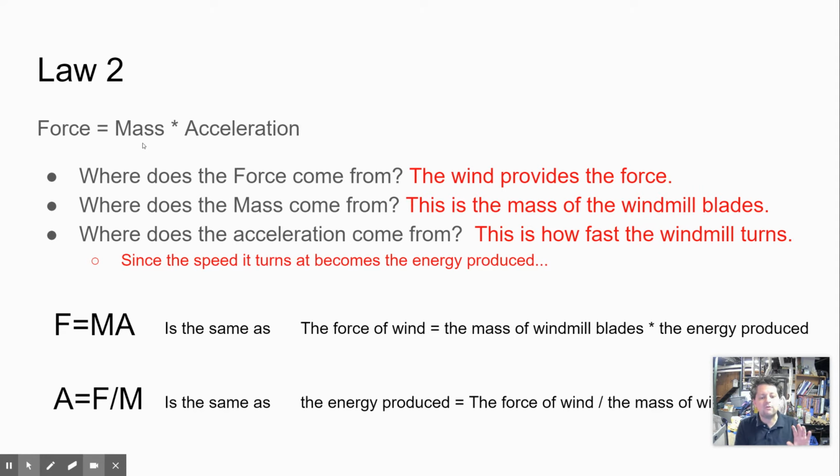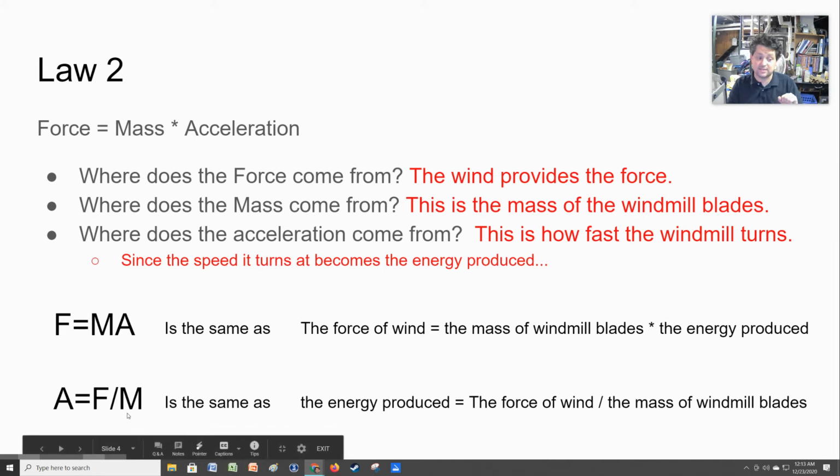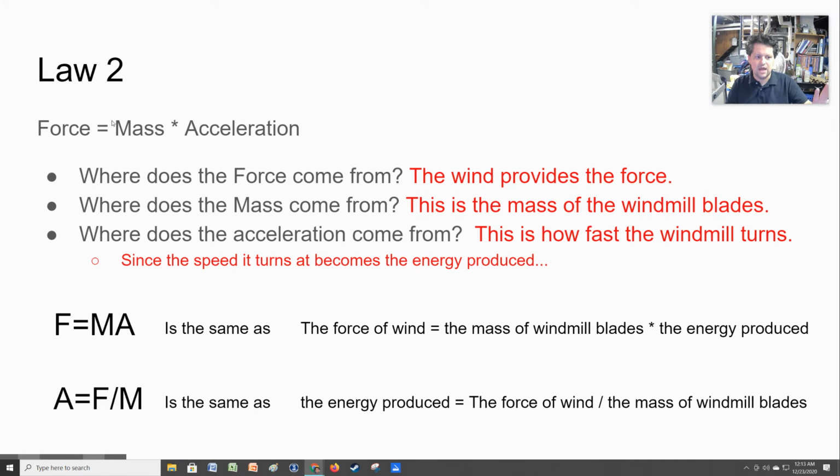So F equals ma is the same as the force of the wind equals the mass of the windmill blades times the acceleration. Or if what I'm really looking for here is the acceleration, then that's going to equal the force of the wind divided by the mass of the windmill blades. Now, that may be a lot of information all at once, but all I've really done here is take this equation and put it in real terms. Instead of saying F equals ma, I've just said the force of the wind is equal to the mass of the windmill blade times the acceleration that it's undergoing. Okay?